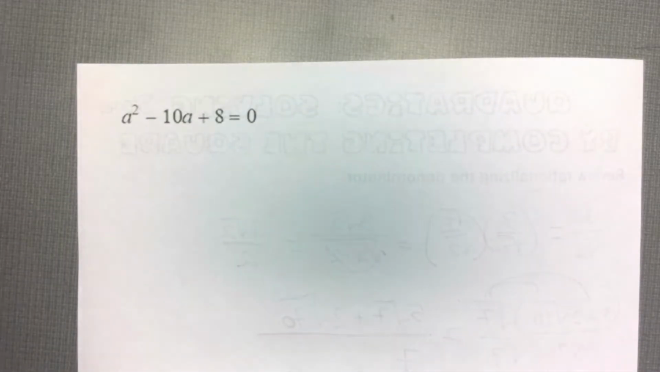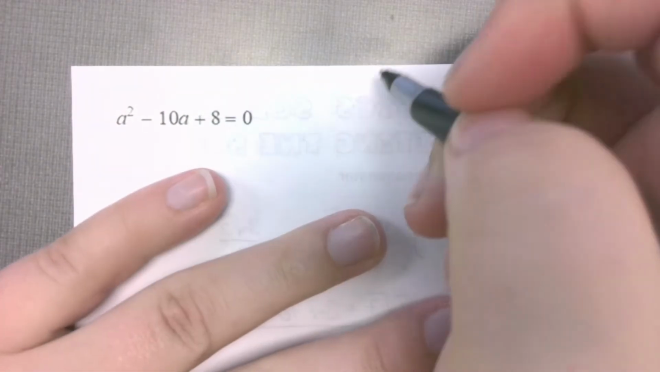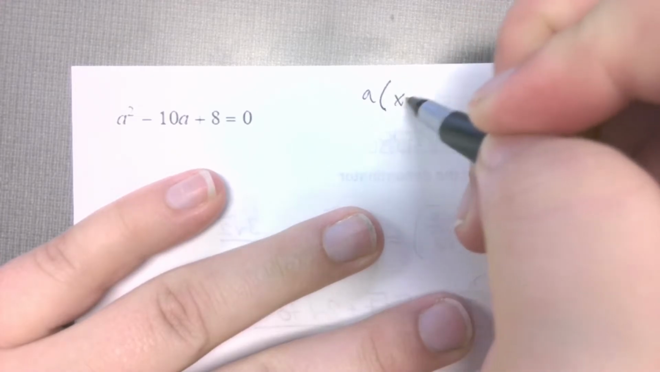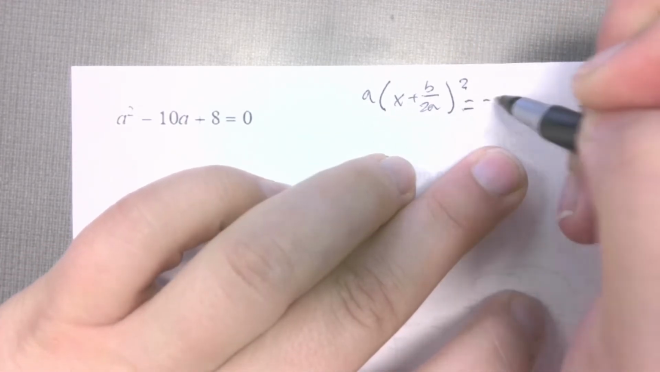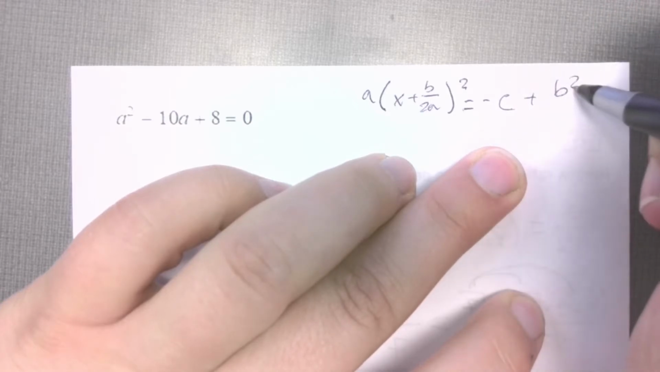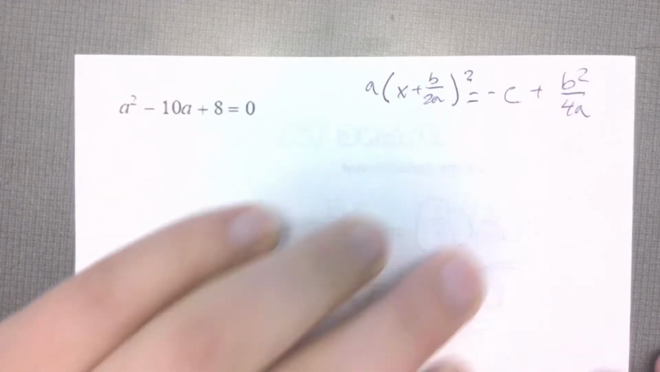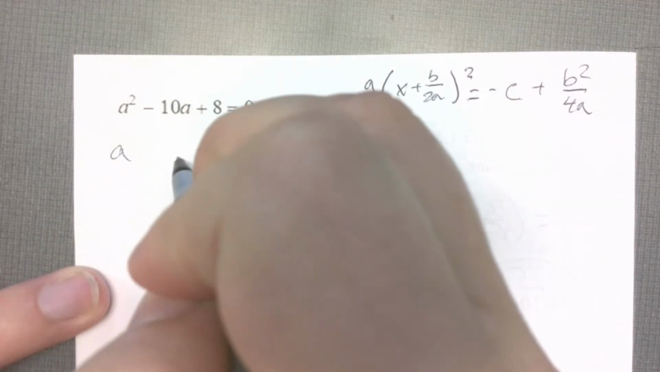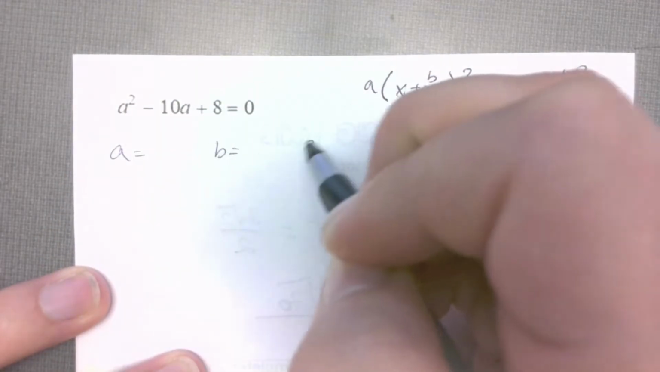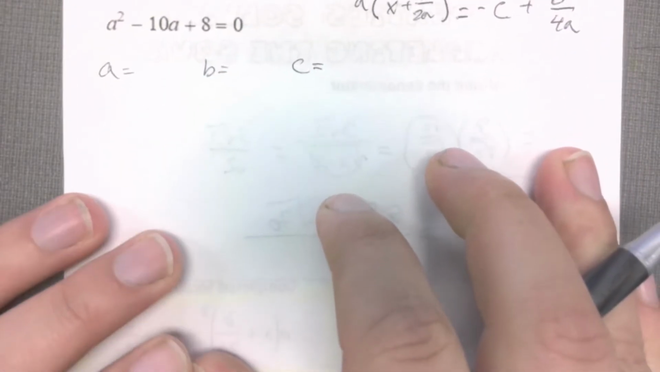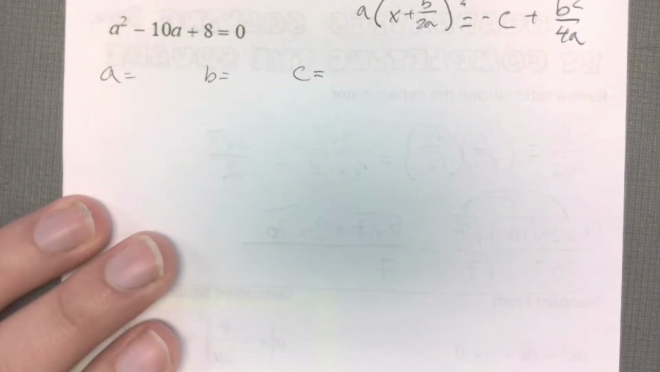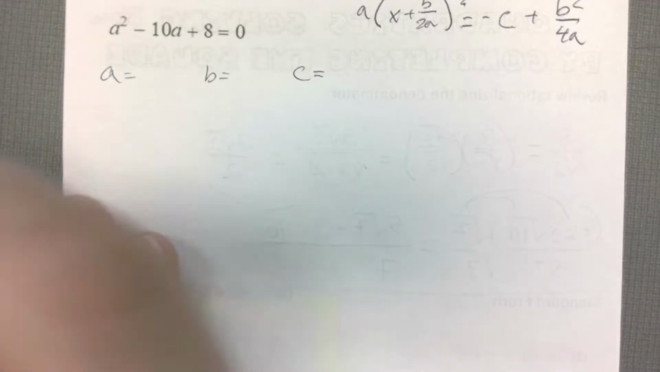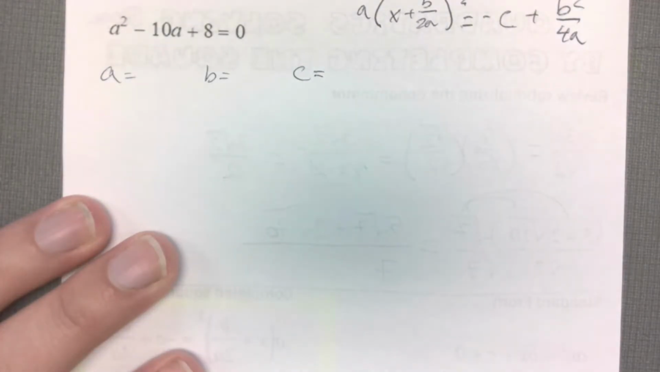Okay, just to keep things easy, I'm going to write the formula right here. Okay, what's my A? What's my B? What's my C? What's distracting or confusing about this equation? What's equals 0? Equals 0 is good. It has to equal 0 or it's not in standard form.